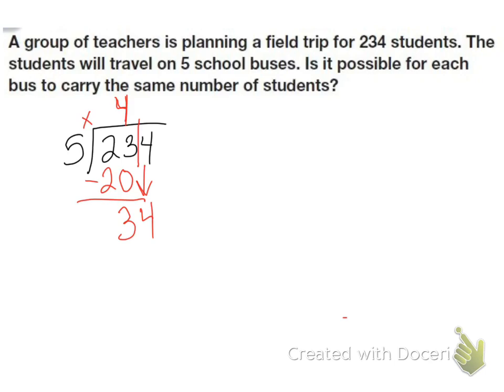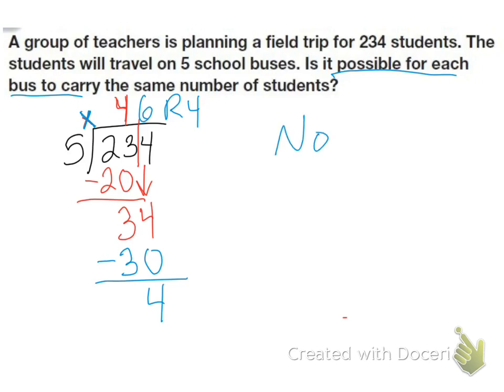Well, I know that 5 can go into 34 6 times. 5 times 6 is 30. I subtract, and I have 4 left over. I don't have anything else to bring down, so I'm done with my problem. So I end up having 46 remainder 4. So the question says, is it possible for each bus to have the same number of students? And the answer is no, because I have a remainder.